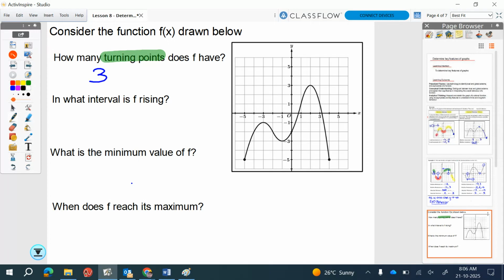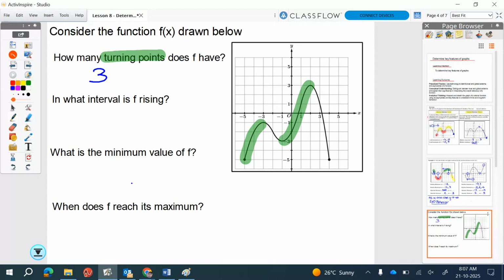In what interval is the function rising? Rising means that the function is going up. So in what interval is the function rising? We can talk about this interval here, and we can talk about this interval here. Now, when we talk about it rising on this course, we are going to be doing it from a derivatives perspective. There are 2 ways to talk about a function rising, defining what is a rising interval.